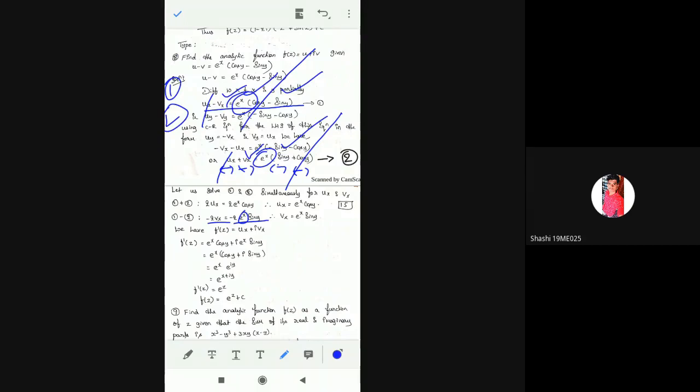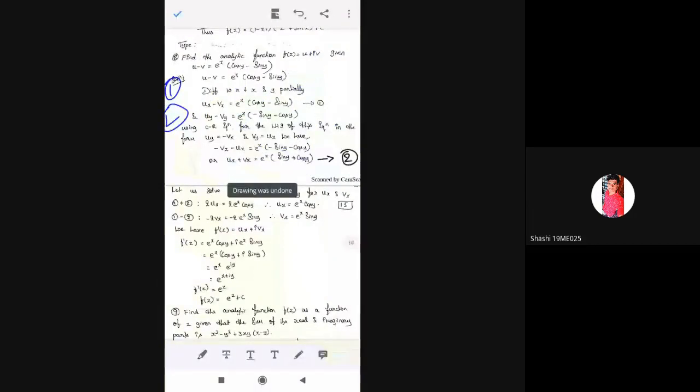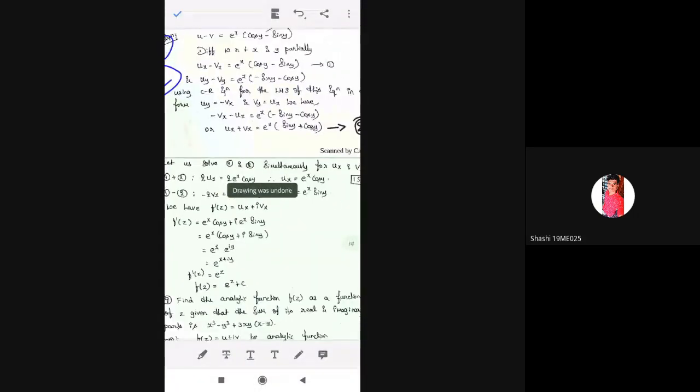So if you write it, you'll get to know how we get that step. So we got minus 2 e power x sin y. Minus 2 e power x sin y. So like that we got these two expressions, and same thing, minus minus get cancelled, minus 2 get cancelled to give vx is equal to e power x sin y. So our aim is to find ux and vx. So we got that one.